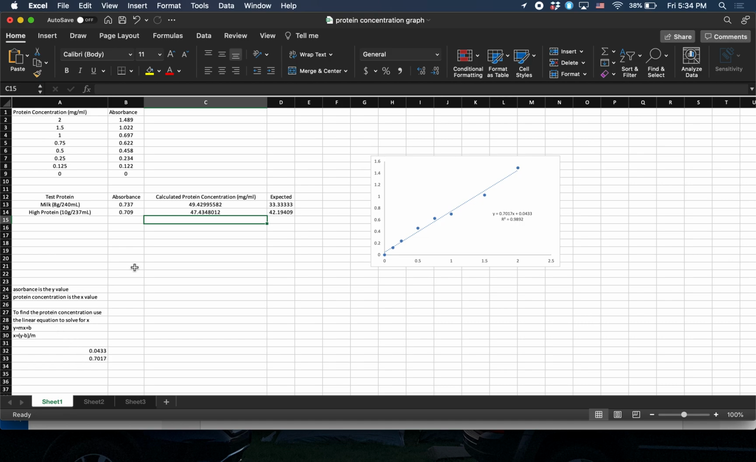As you see, the milk is a lot higher than what was expected, as well as the high protein, and that's also because this R value, although it's 0.98, is still not close enough to one where you're truly getting a linearized data plot that will give you the most accurate protein concentration for a sample.